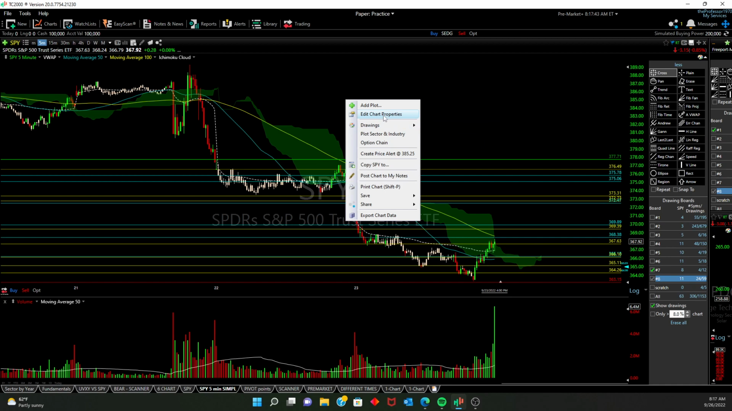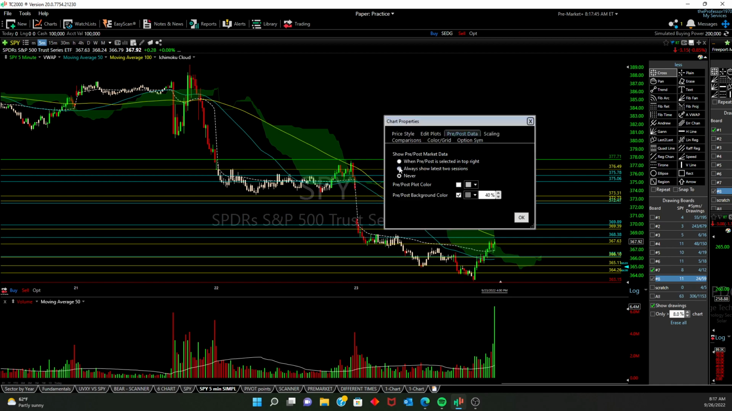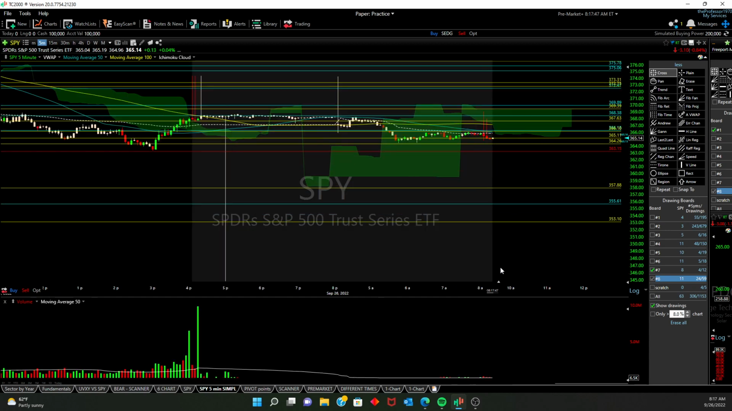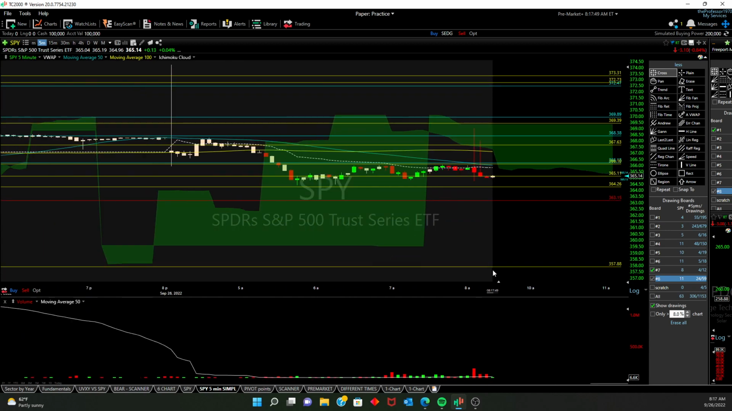I click on Edit Chart Properties. I turn on Pre-Market, and here we are. Here's Pre-Market. Okay, since 8 p.m. last night, you can see that this level here, this 369.19, was a level I was trying to pay attention to. You can see we traded up to the blue line. It never made it through this blue line. It acted as resistance.